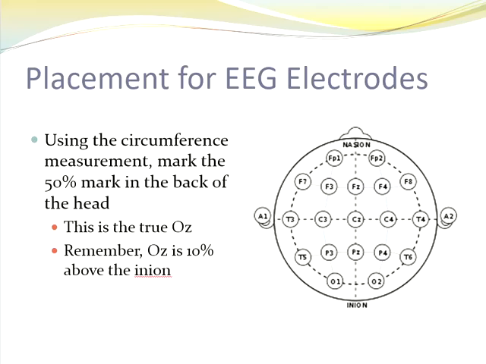Then what we're going to do is find our Bayesian, or our cross marker FPZ, looking at your patient straight on, and from that circumference measurement you're going to find 50%. So say your circumference was 60 centimeters: line your 0 up with FPZ and measure 30 centimeters back to cross mark your OZ back here, so you find the true center of the back of the head. Again, we don't eyeball anything except for this one thing on the forehead.